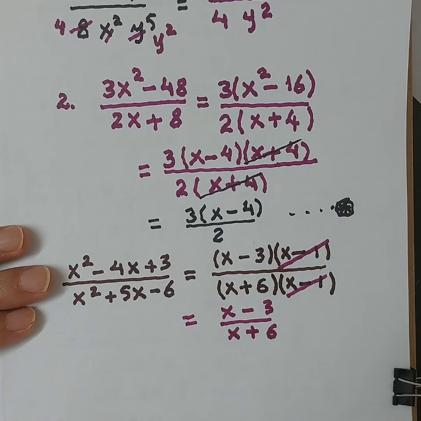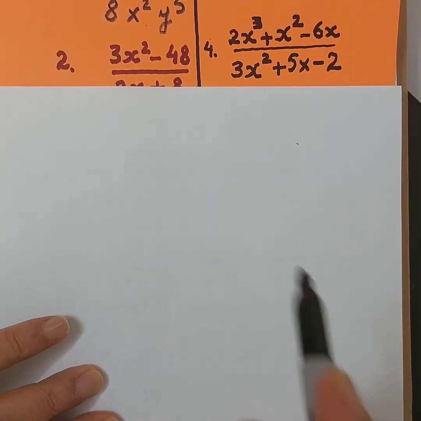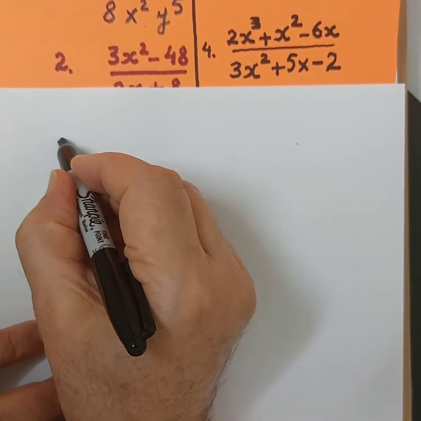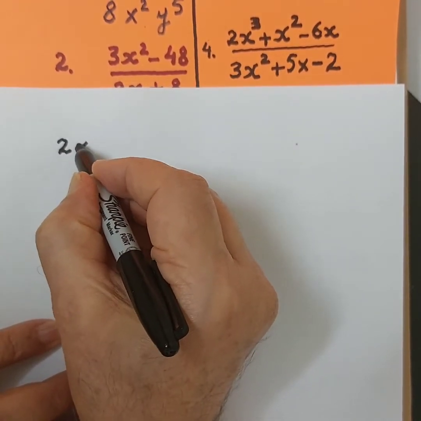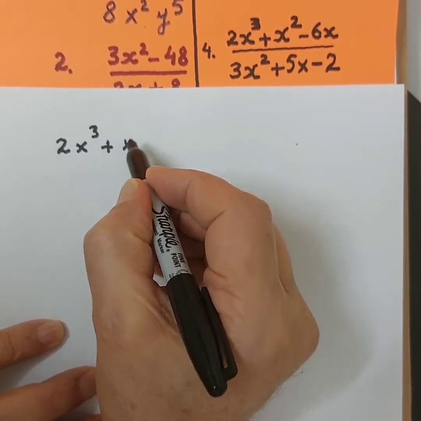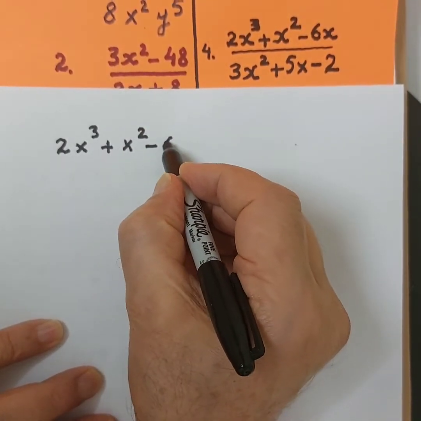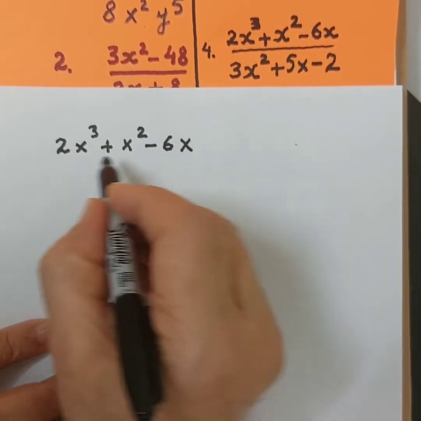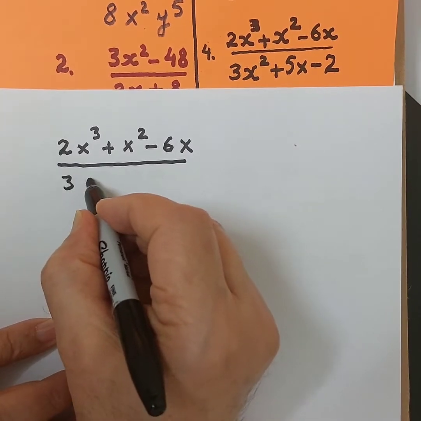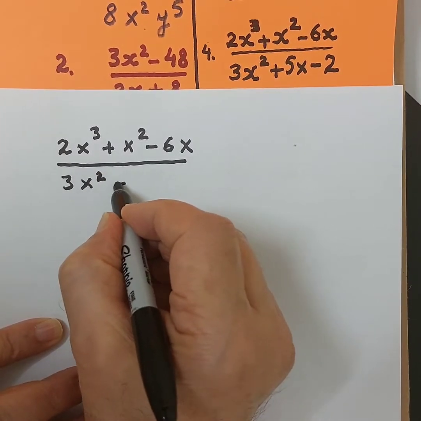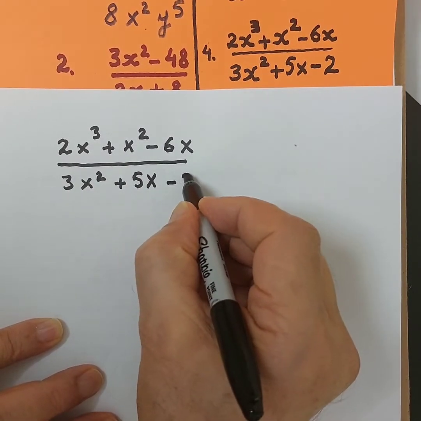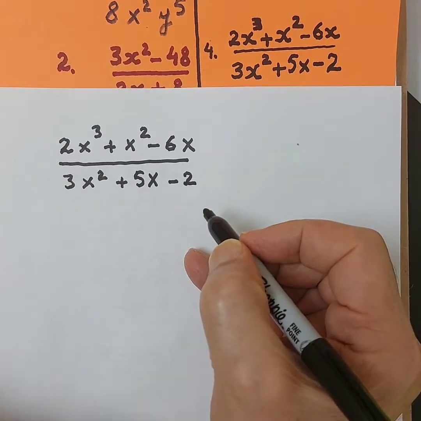We will go now to the last question. Question number 4 is the last one. Here we have 2x to power 3 plus x to power 2 minus 6x, all this divided on 3x squared plus 5x minus 2. As we said, we can't make cancellation between terms.